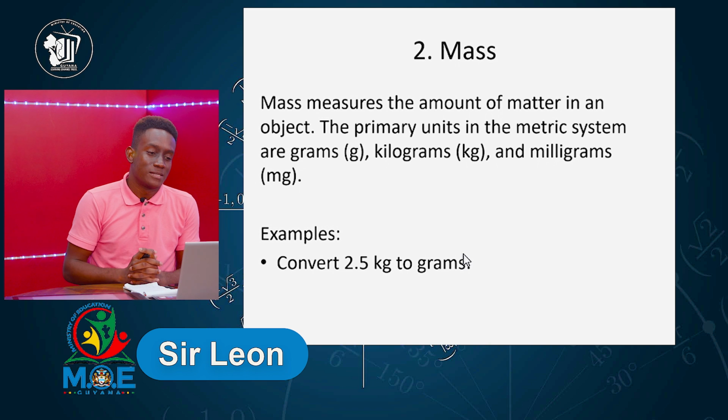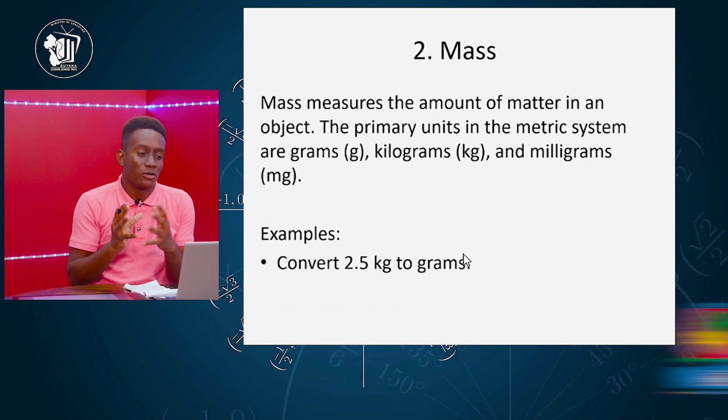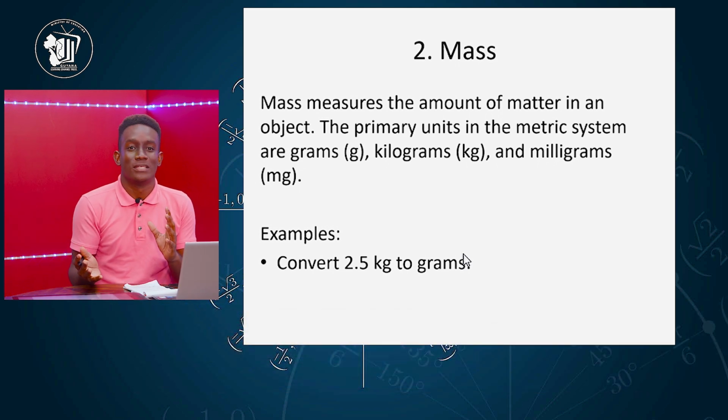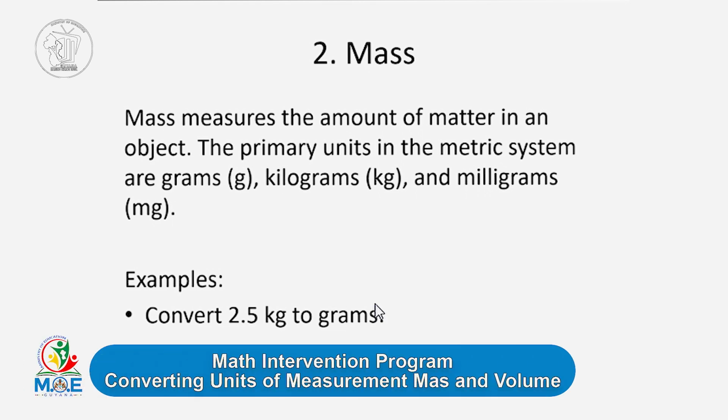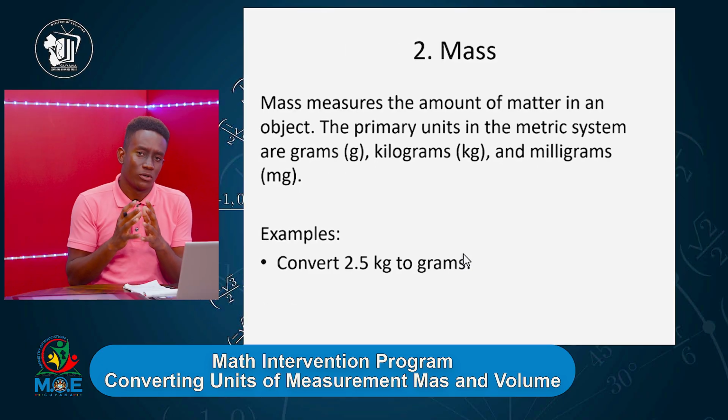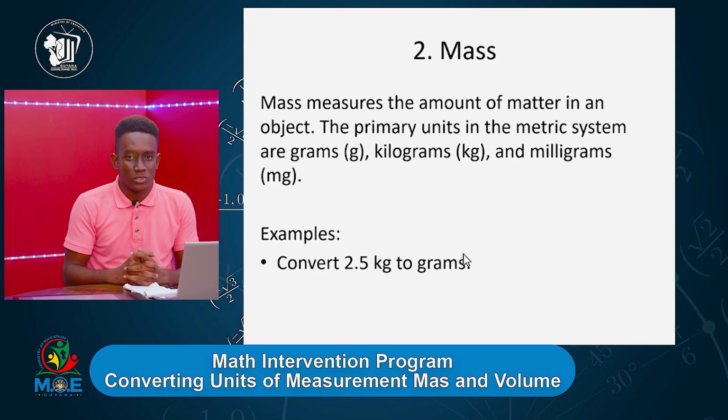So when we talk about mass, it is the amount of matter in an object. Matter is something that takes up space. The primary units in the metric system for mass are grams, which we write as g, kilograms, kg, and milligrams, mg. These are the ones we generally use, but we have others that we don't really use. So in the exam, these are the units that you will see.